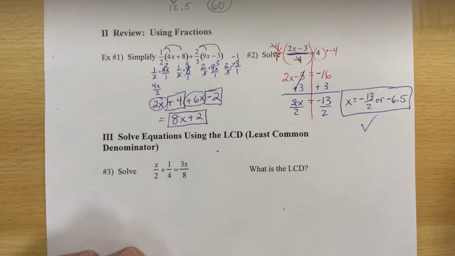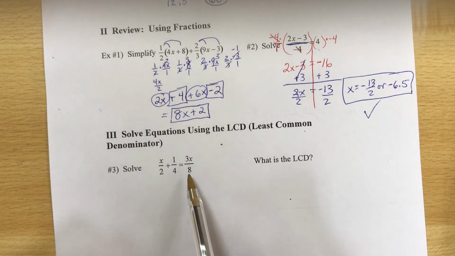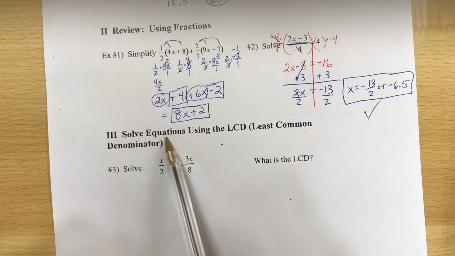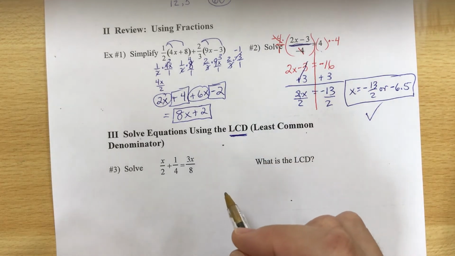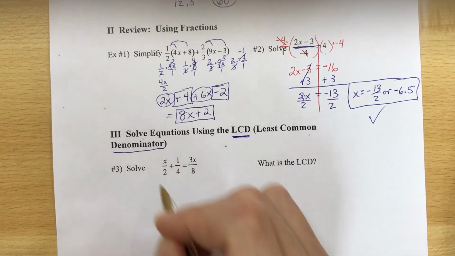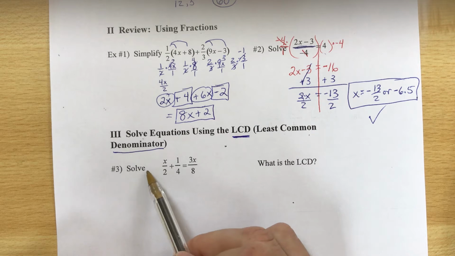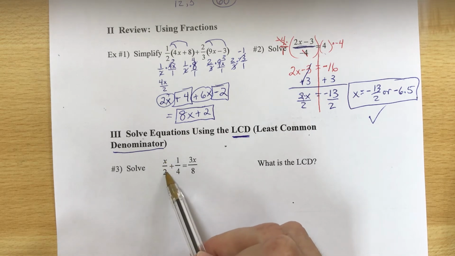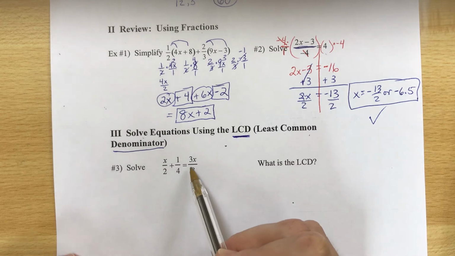All right, now, what happens if we have more than one fraction in an equation? So this is called solving equations using the LCD. LCM is least common multiple. LCD is least common denominator. So the bottom of a fraction. So let's say we want to solve x over 2 plus 1 over 4 equals 3x over 8.